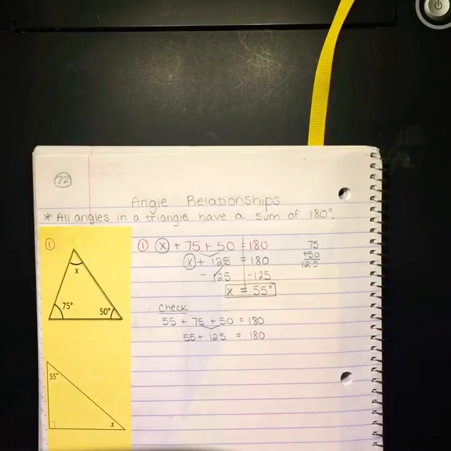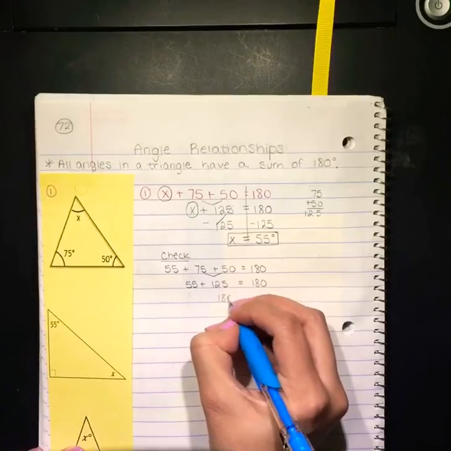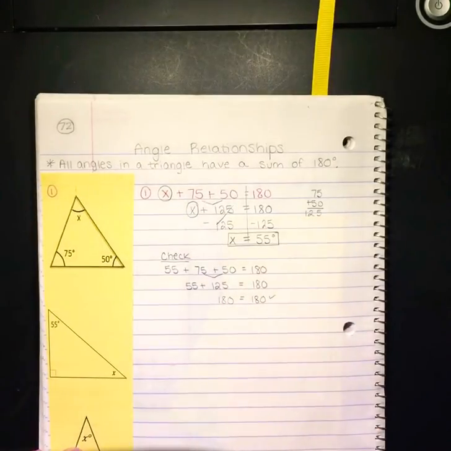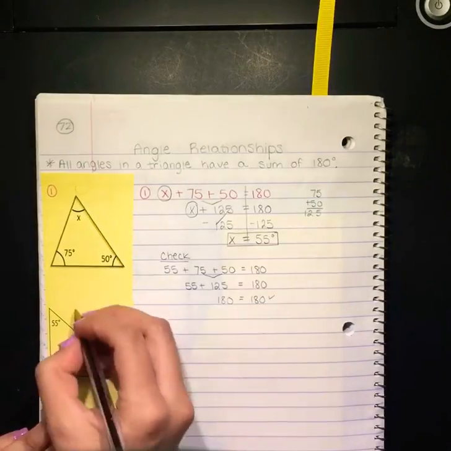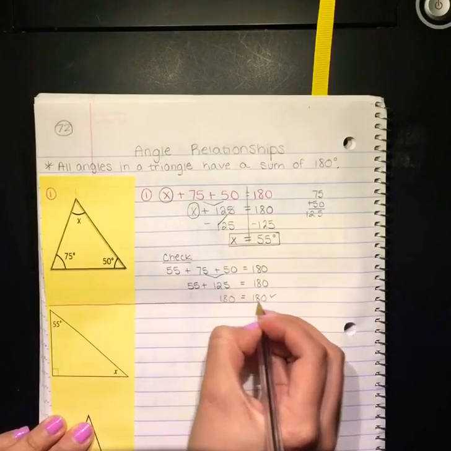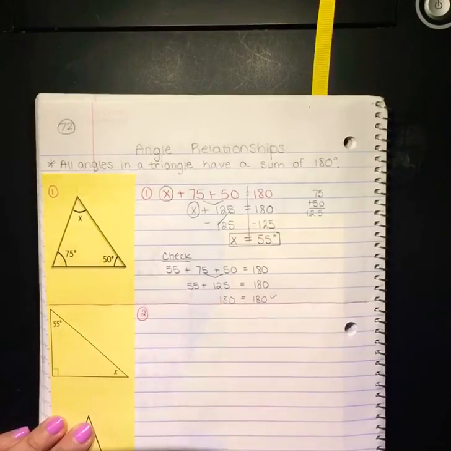And what is 55 plus 125? 180. So did we get the right answer? Yes. Okay, any questions on number 1? No. All right, grab your pen. Let's make a line. And this is number 2.